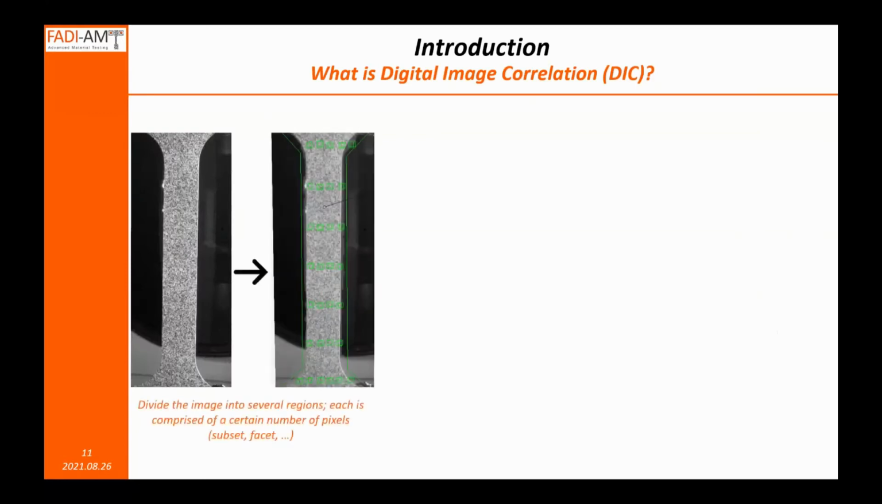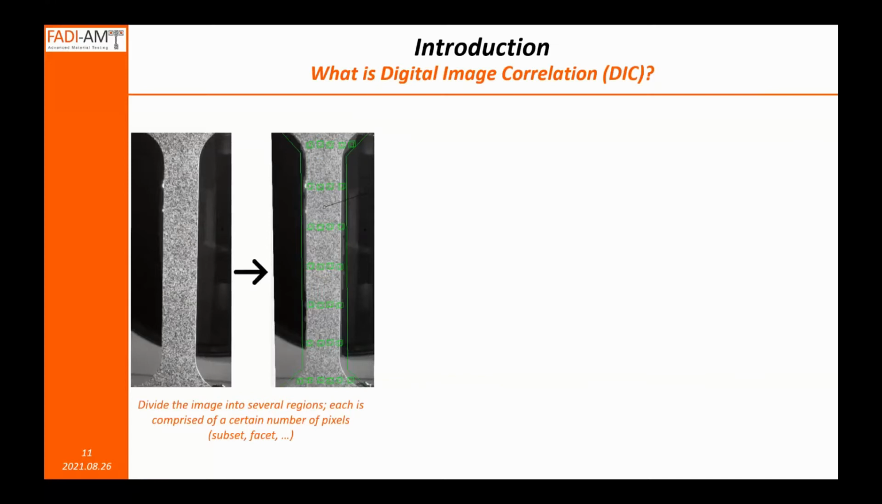And so to describe digital image correlation, the idea is to take images of the sample or the material that is deforming. And from that image, we basically divide the area of interest, which is the deformation zone, in this image into small regions.